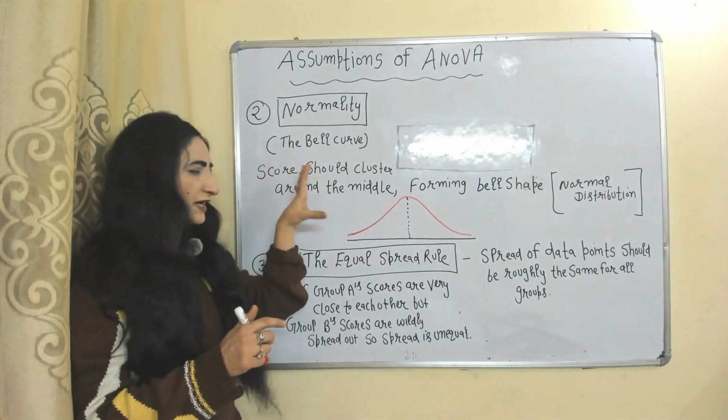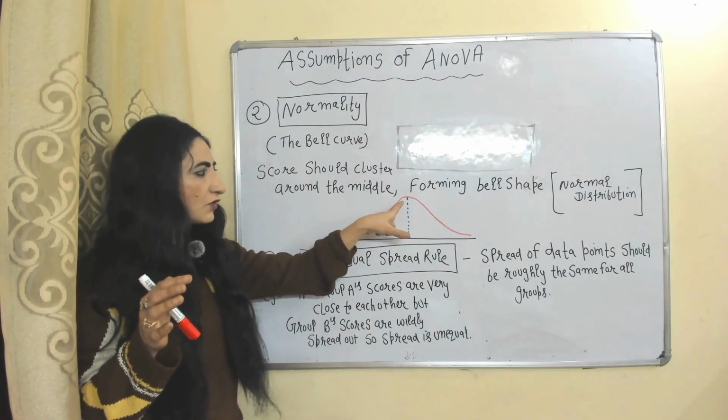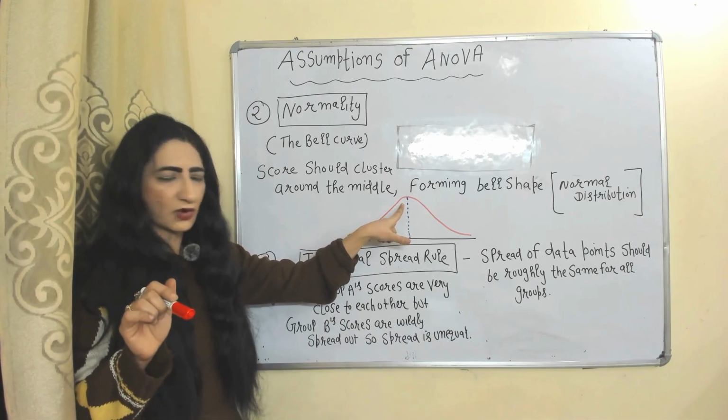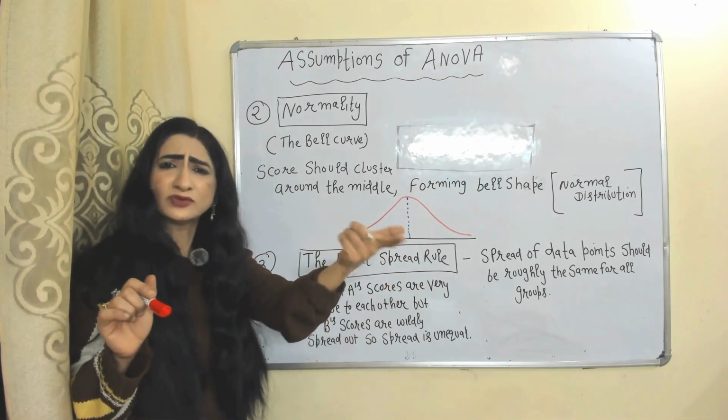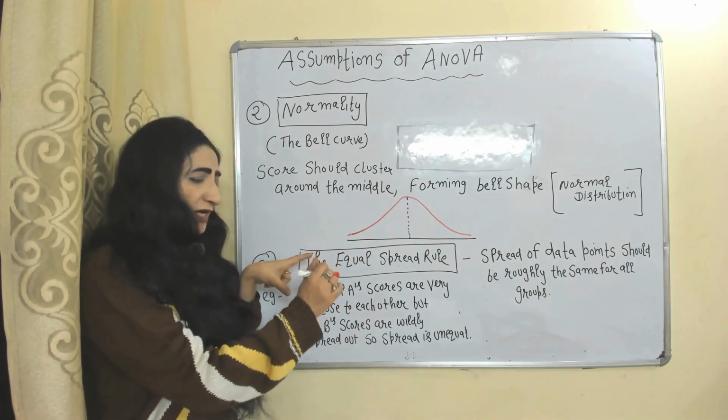Next assumption: normality. Scores should cluster around the middle, forming a bell shape. That means normal distribution.